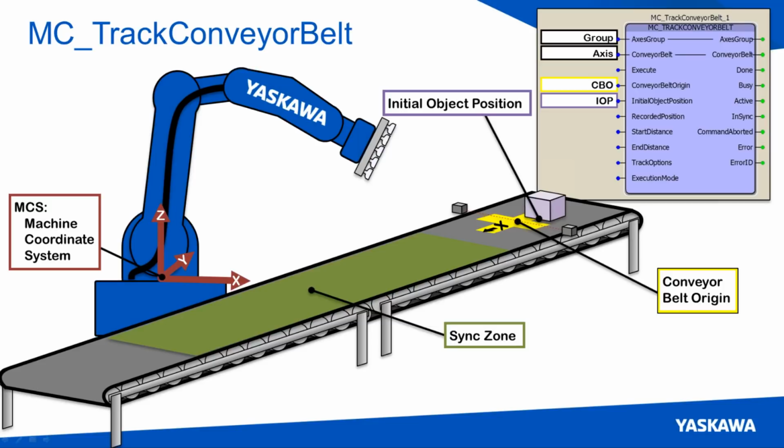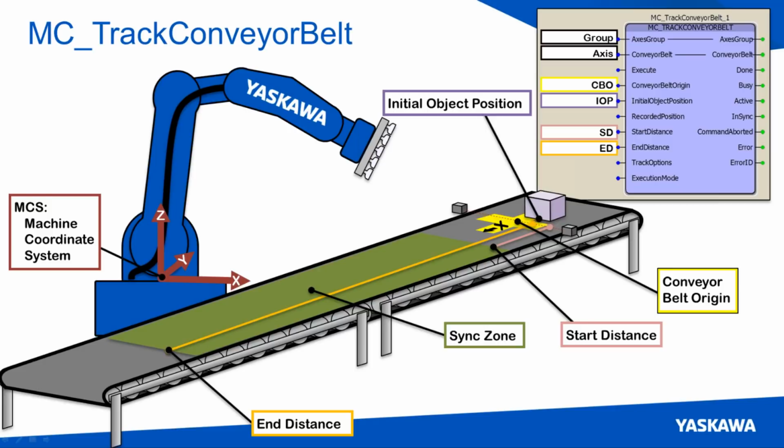our synchronization to occur. We call that the sync zone. This is going to be defined by two different inputs of the MC track conveyor belt function block. The first is the start distance. That is the distance from the origin of the conveyor belt to the beginning of the synchronization zone. And the same thing going to the end of the synchronization zone is called the end distance. So those are both just scalar numbers. So we have a start distance along the x-axis and an end distance along the x-axis of the conveyor.